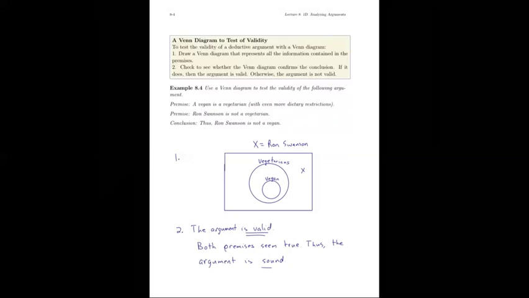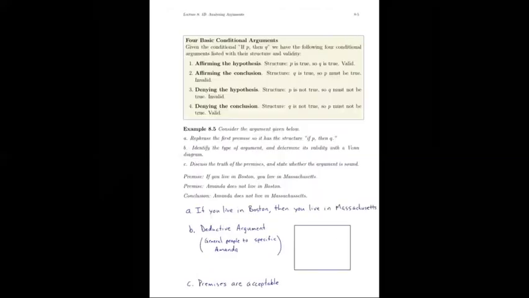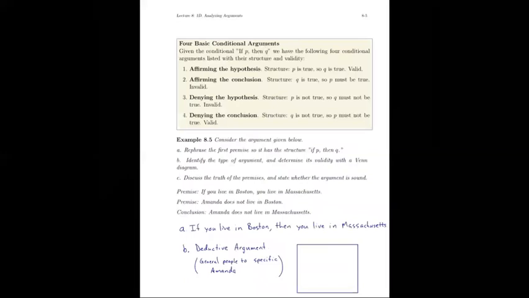Okay, and another way to check these, this is a nice trick to have around, is four basic conditional arguments: affirming the hypothesis, affirming the conclusion, denying the hypothesis, and denying the conclusion. Now, two of these work every time, are true, or valid logic. Affirming the hypothesis is valid, denying the conclusion is valid. Now, on the other hand, affirming the conclusion is invalid and denying the hypothesis is invalid as well.